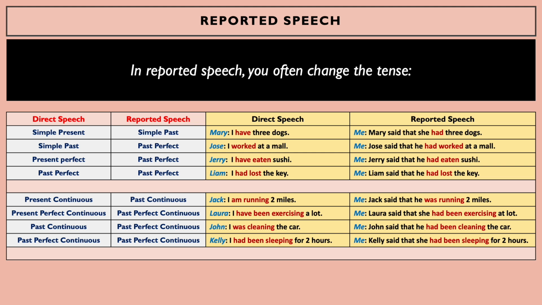From the past continuous, we go to the past perfect continuous. For example, I was cleaning the car becomes John said that he had been cleaning the car. And from the past perfect continuous, we stay the same way, past perfect continuous. For example, I had been sleeping for 2 hours becomes Kelly said that she had been sleeping for 2 hours.